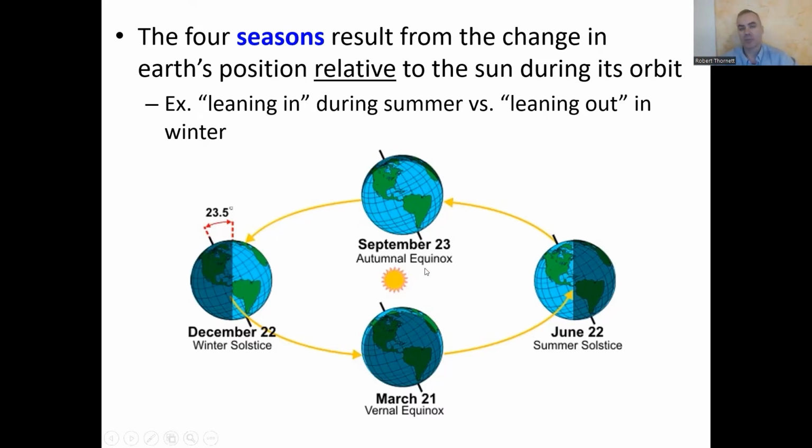So that's the trip, so to speak, that the direct rays make. They go up to 23.5 north in the summer, that's as far as they get, the summer solstice, and they come back down and pass over the equator and go to 23.5 south, Tropic of Capricorn, and they do it again throughout the year. So the difference between summer and winter is that the axis is leaning in in the northern hemisphere versus leaning out in the northern hemisphere, and the opposite is true in the southern hemisphere.